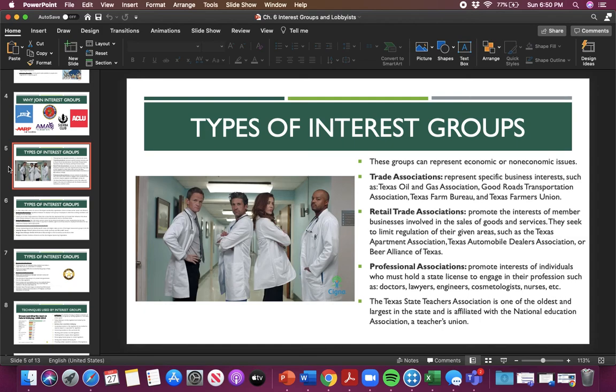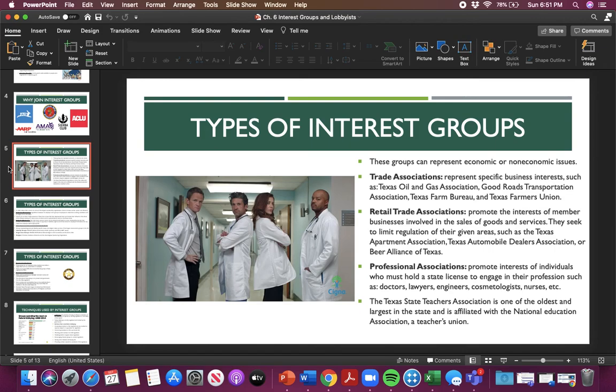Retail trade associations represent entire groups of people practicing the same business. They get involved in, let's say, we're raising the sales tax. A retail trade association may be lobbying against that because they don't want it to hurt the sales of their products or those types of issues.